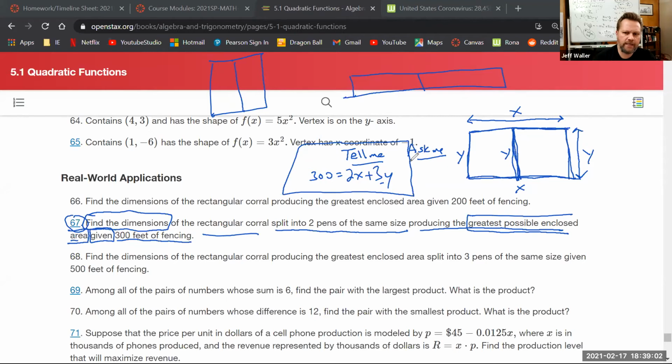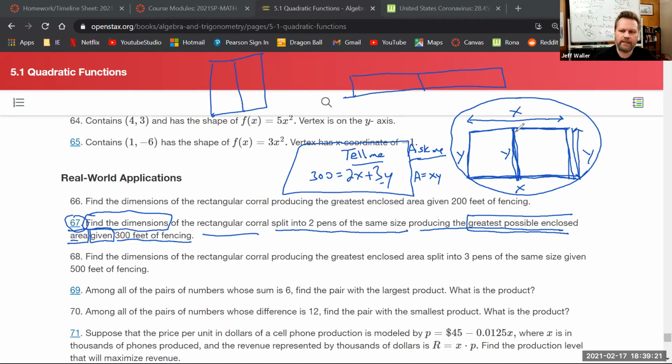Now, what is it they ask me? They ask me for the area. Can somebody give me the area of this figure? Don't overthink it. XY. Yes. Length times width, right?